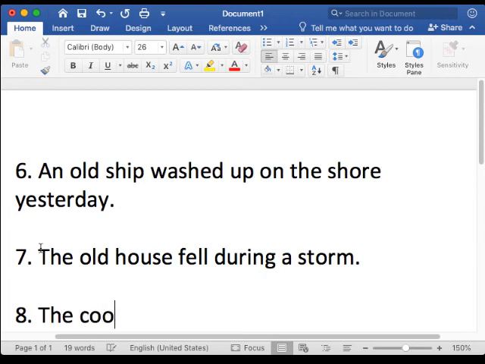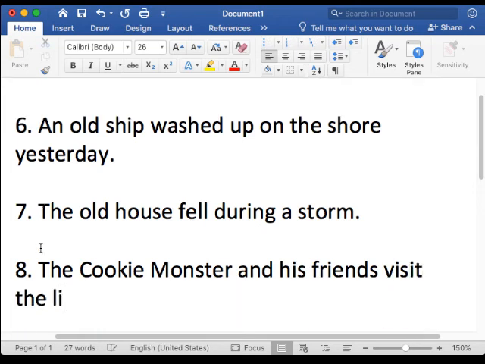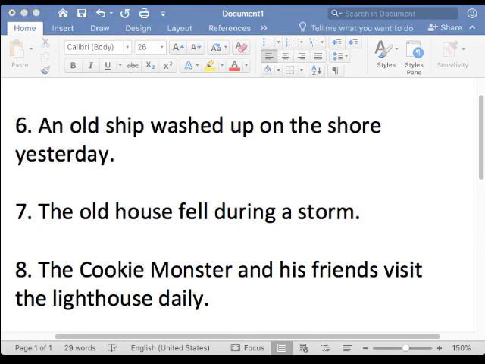The Cookie Monster and his friends visit the lighthouse daily. Period. The Cookie Monster and his friends visit the lighthouse daily. That's what I decided on for my sentences. Now again, you can copy mine if you'd like to, or you can come up with your own. On the back, however, you are going to be in charge of coming up with your own.